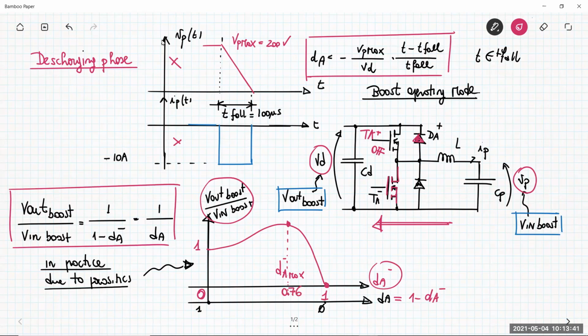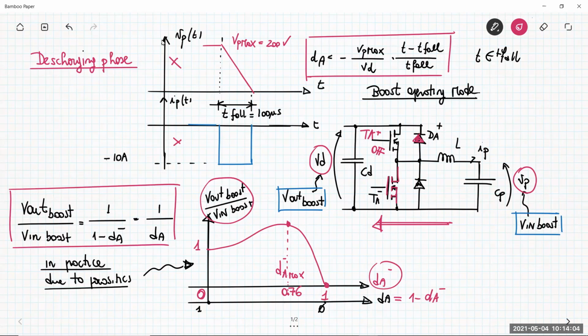Let me repeat myself, this is just for simplifying computation, but I have to say that this is a value that is, let's say, typically true in practical application. This maximum, depending also on the parasitics that you can have, is in between 0.7 and 0.85, somewhere in between these values. So 0.76 is something that can be true.